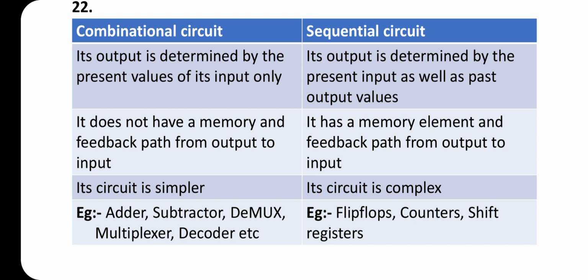A combinational circuit is simpler, while a sequential circuit is complex. Examples of combinational circuits are adder, subtractor, demux, multiplexer, decoder, etc. Examples of sequential circuits are flip-flops, counters, shift registers.